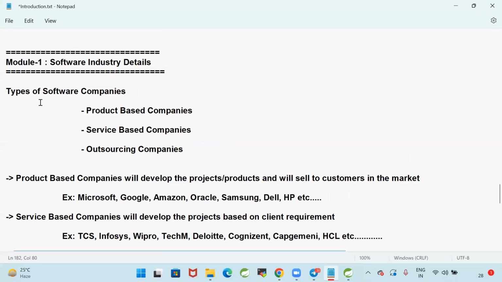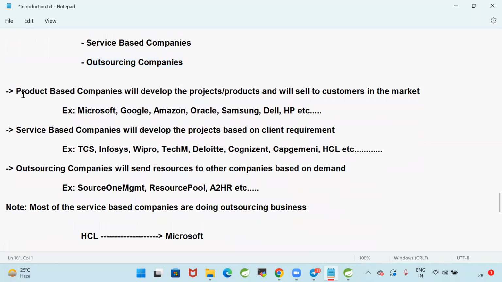Got it? So in the software companies, there are so many companies available. Those companies are divided into 3 types. First one is product based company. Second one is service based companies. Third one is outsourcing companies. What is the meaning of product based companies?